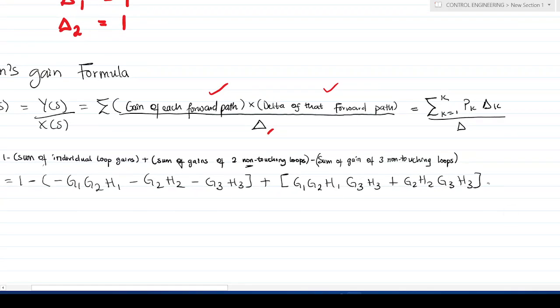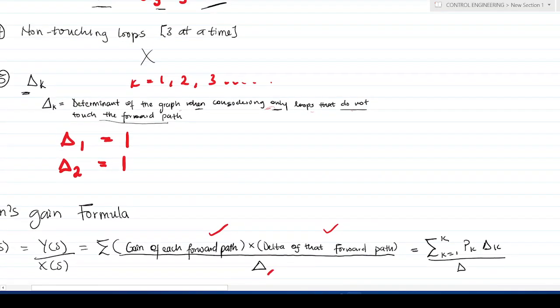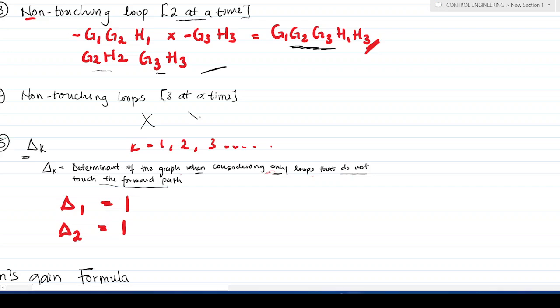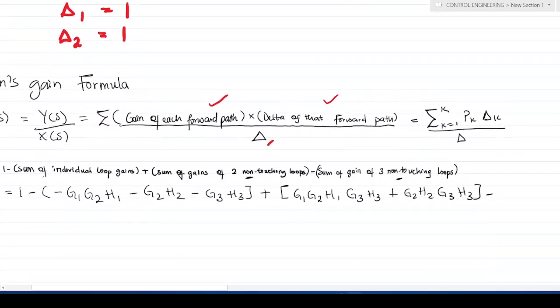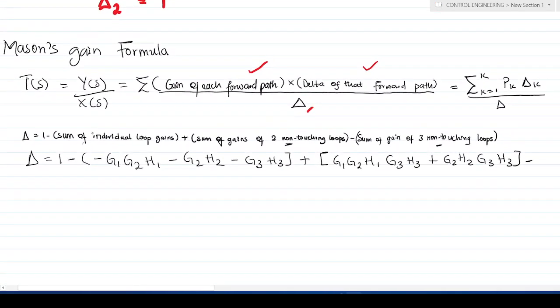Now minus our sum of three non-touching loops. But recall, we're not able to find any, so nothing is going to be there. Now next, we can simplify this. If we bring out the minus from all these terms, we're going to find 1 minus the minus outside here, leaving everything positive. Next plus our sum of two non-touching loops.